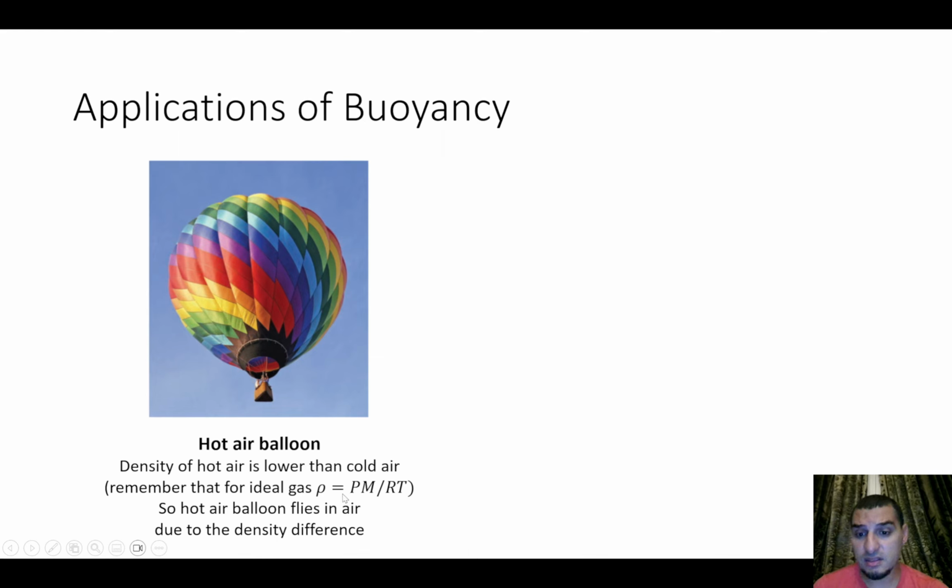We heat the air so that the density of air inside the balloon is low. And we know that, if you remember, density equals PM over RT. So with increasing temperature, the density will decrease. So the air density will decrease, and this is a huge balloon, so the volume of air is very, very big. And so the density of air will be less, and based on the buoyancy, the balloon will float due to the difference in densities.